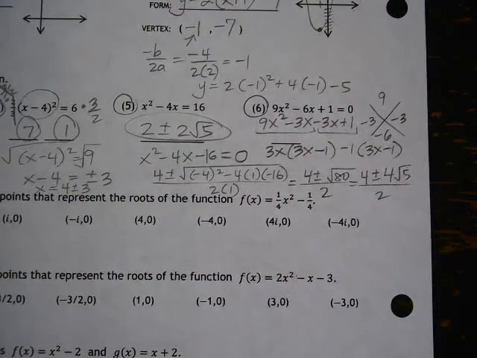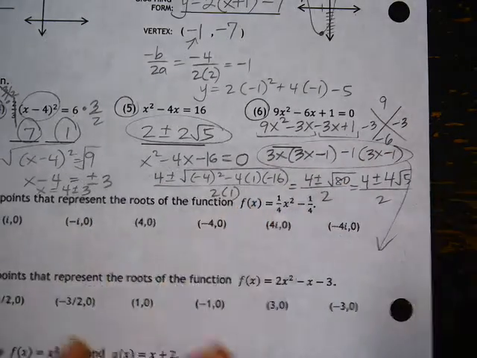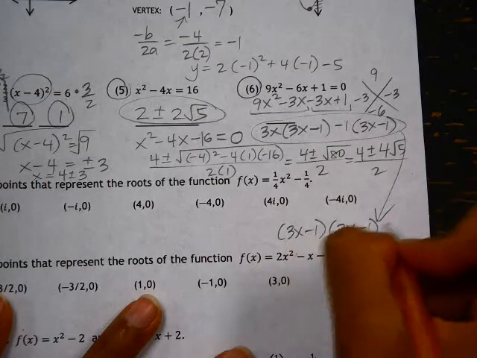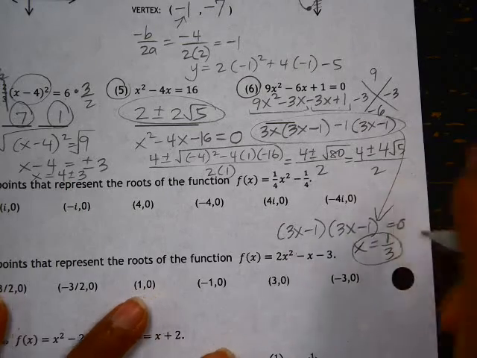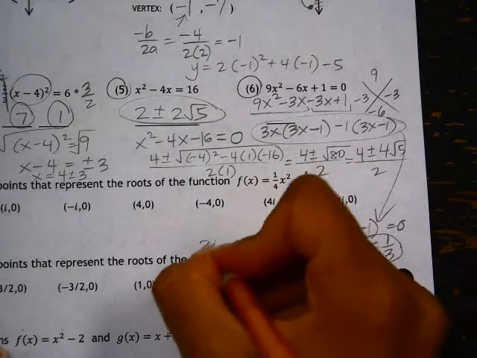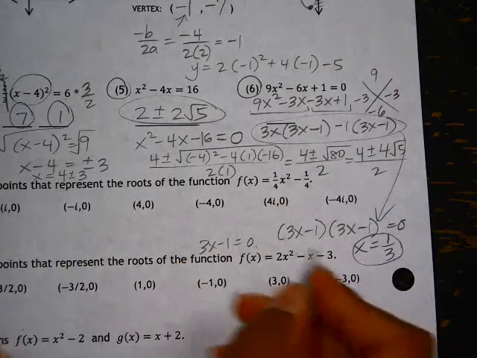So if we are solving this, I'm going to go ahead and continue this down here. The factors are 3x minus 1 times 3x minus 1. So we have one solution at 1/3. 1/3 is when 3x minus 1 equals 0. If we move the 1 over and then divide by 3, we get x equals 1/3.